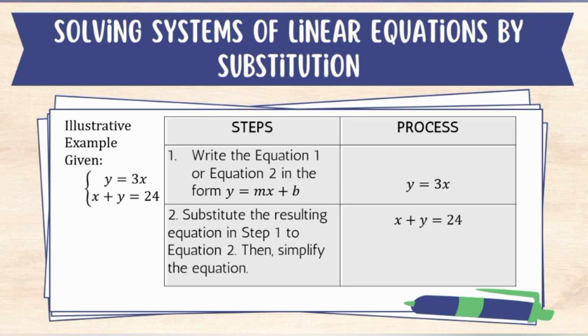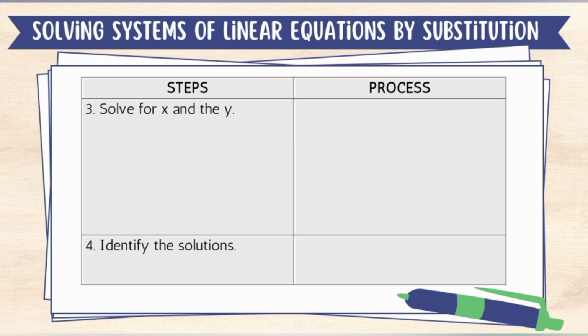So our second equation here is x plus y is equal to 24. We'll just have to substitute the value of y, which is 3x. So combining like terms, 3x plus x is equal to 4x. So 4x is equal to 24. So now for the third step, we can now solve for x and y.